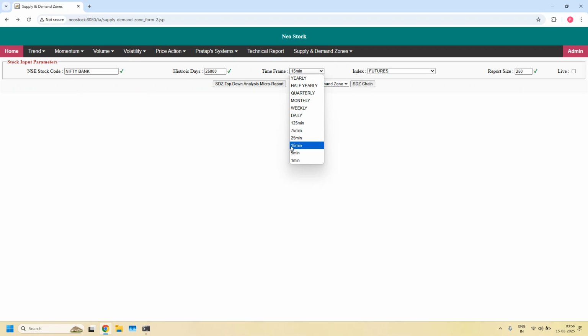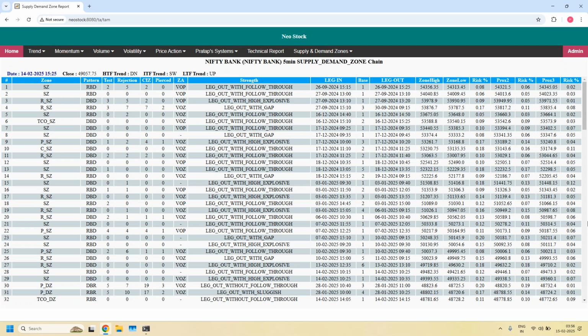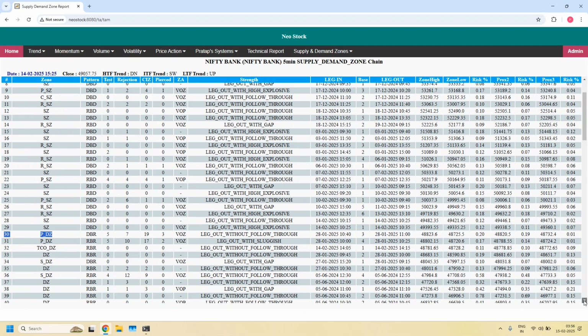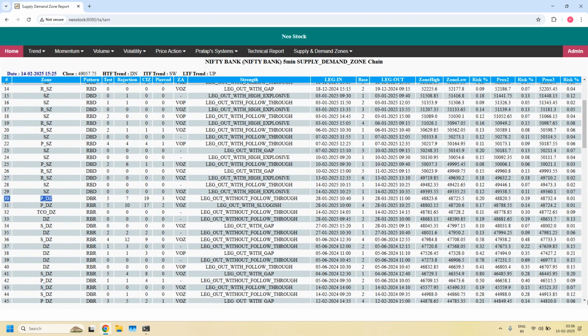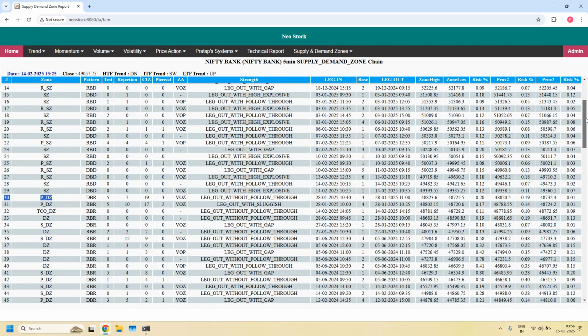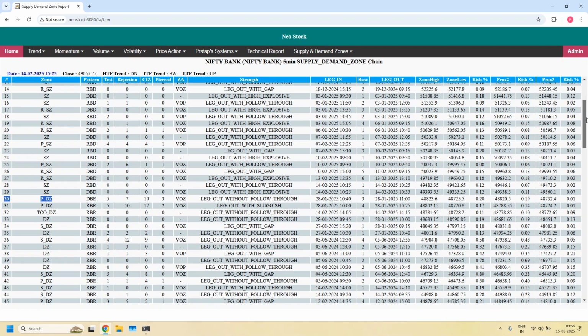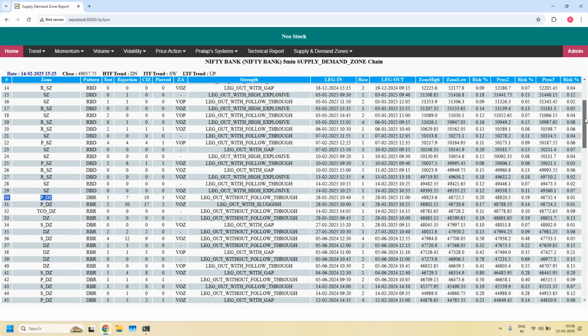Next, 5 minutes supply demand zone chain for Bank Nifty. You have 30 as the demand zone, that is a pierced demand zone to the current closing price. So let me put it in the center. Okay. So this is about the Bank Nifty supply demand zone chain.